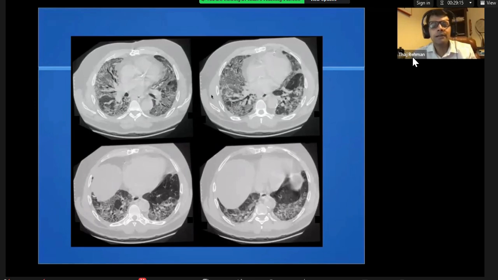Now, interstitial lung disease, the patterns, the types, etc., will be dealt with quite extensively in the next chest session by my chest colleague.